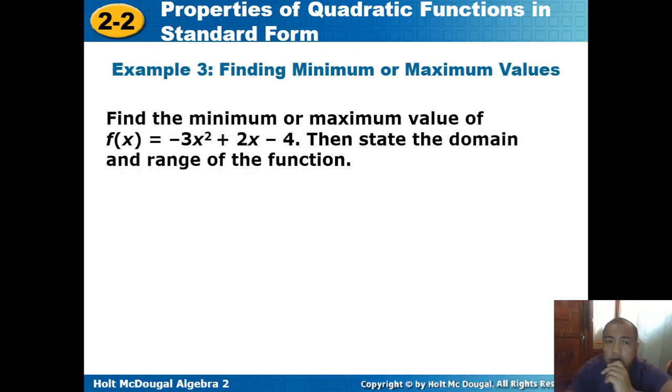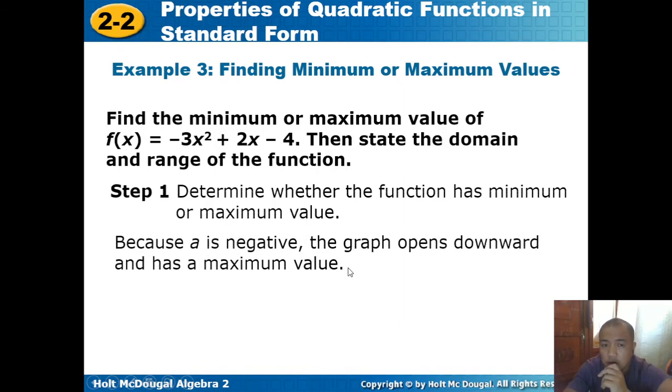Finding the minimum or maximum values. Find the minimum or maximum value of f of x equals negative 3x squared plus 2x minus 4. Then state the domain and range. Since this is a parabola that opens downward because a is negative, there is a maximum value for this function, which is the value of k. Y is less than or equal to k. So it opens downward and has a maximum value.